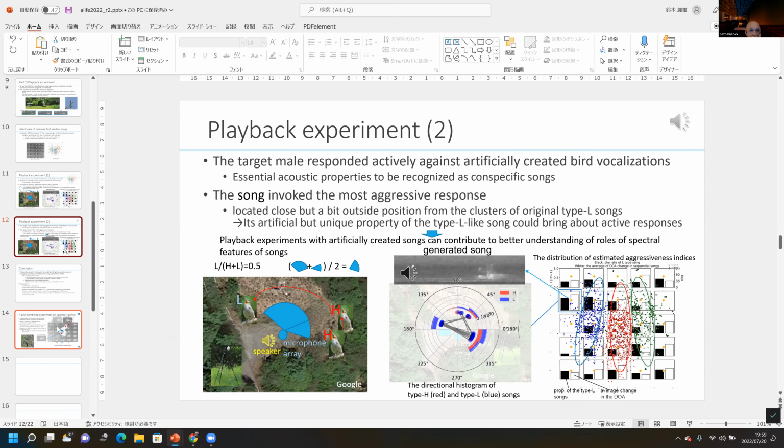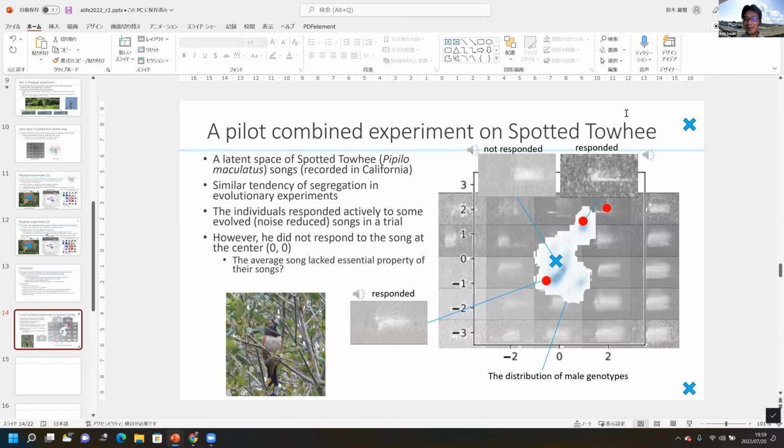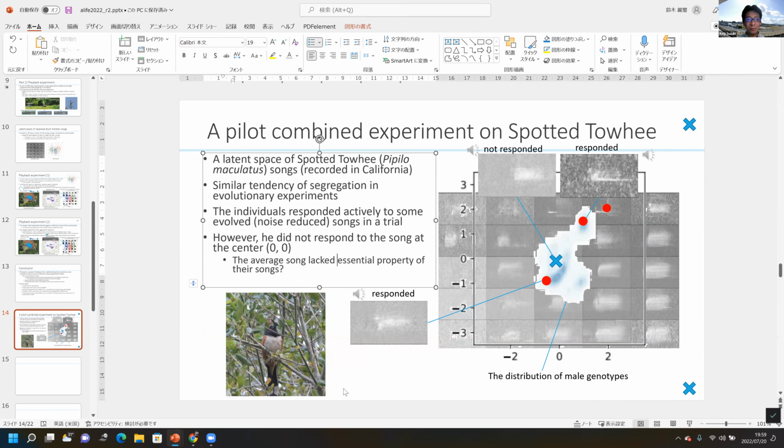Yeah. Agreed. In this case, we also replaced this genetic song from around here, and we could not get any response from them. So we are clear that this kind of spectral property has important information for this species.